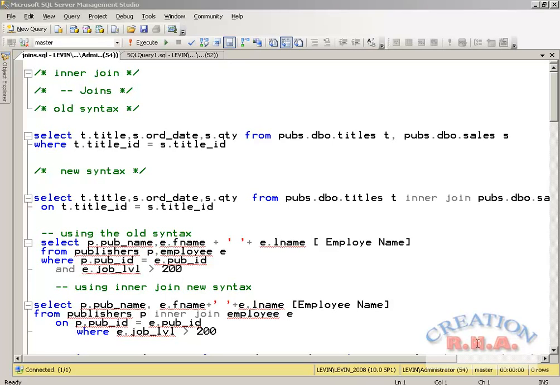Now why do we need joins? We need joins because the information is kept in different tables. Why is the information kept in different tables? Because any one table cannot contain all the information about everything. Take for example an employee table which contains the employee details: employee name, father's name, birth date, etc.